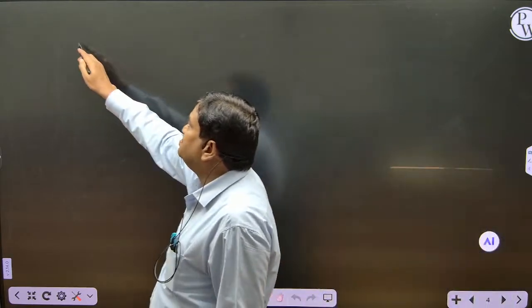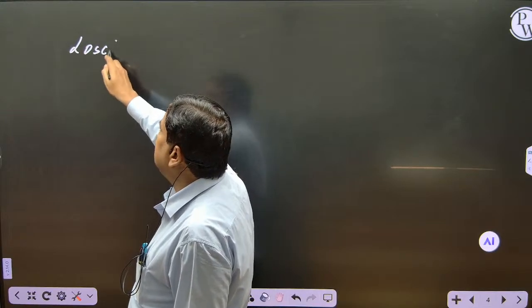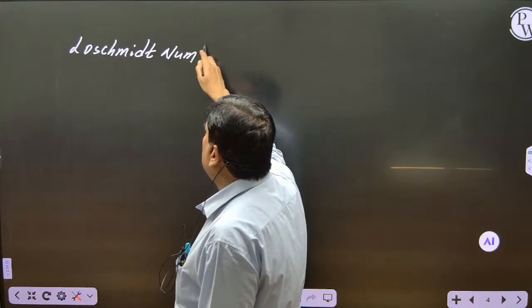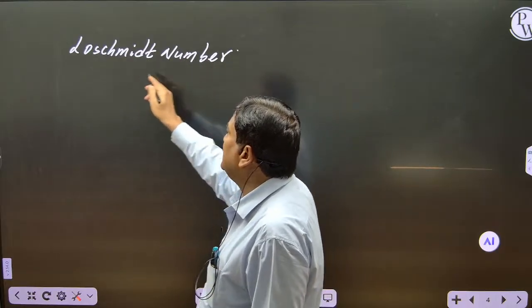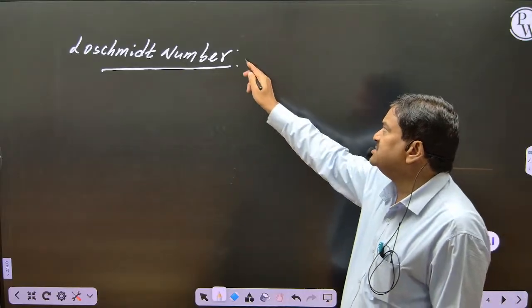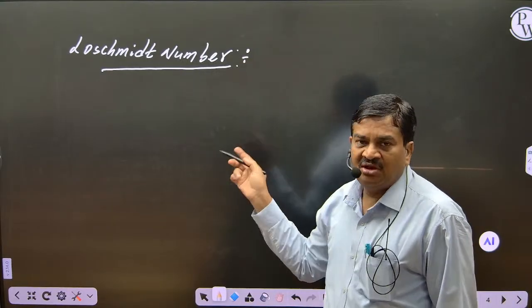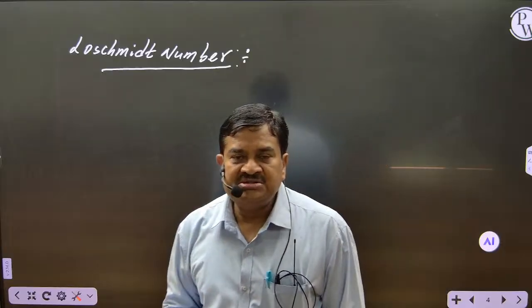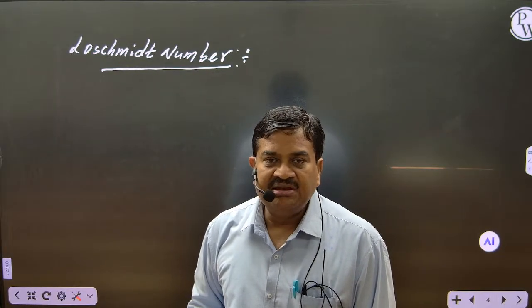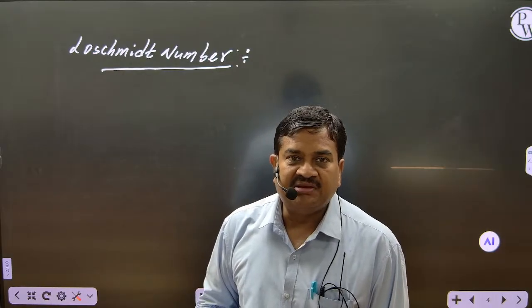Write the heading Loschmidt, spelling Loschmidt. Important in mains, JEE as well as in NEET, they are asking what is Loschmidt number. It's a constant number. So see, what is Loschmidt number? The number of molecules present in 1 cc of gas. What is cc? 1 cubic centimeter of a gas at STP condition.